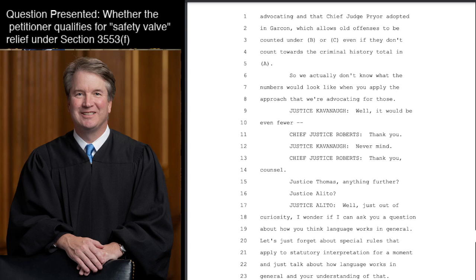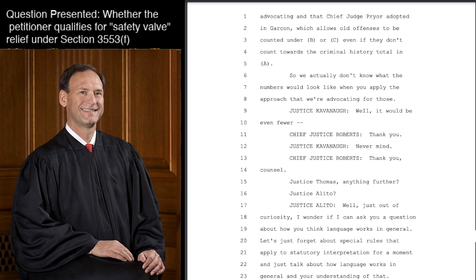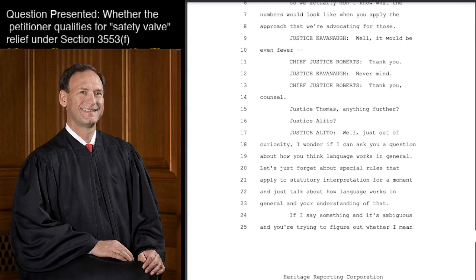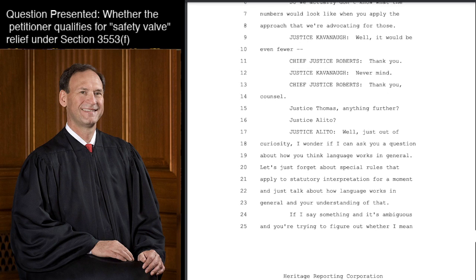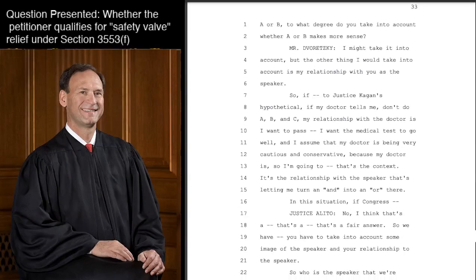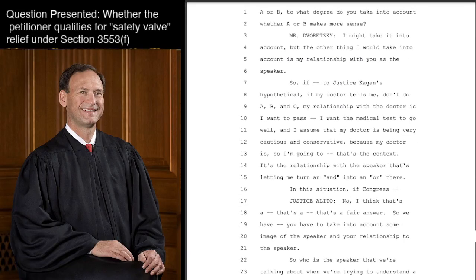Justice Thomas, anything further? Justice Alito? Well, just out of curiosity, I wonder if I can ask you a question about how you think language works in general. Let's just forget about special rules that apply to statutory interpretation for a moment and just talk about how language works in general and your understanding of that. If I say something and it's ambiguous, and you're trying to figure out whether I mean A or B, to what degree do you take into account whether A or B makes more sense?